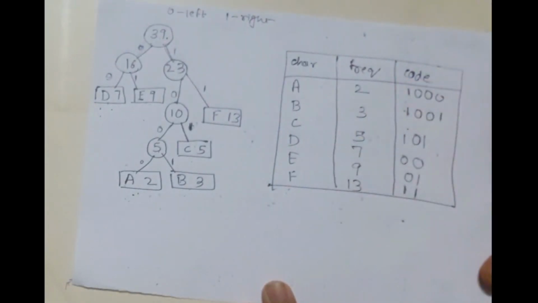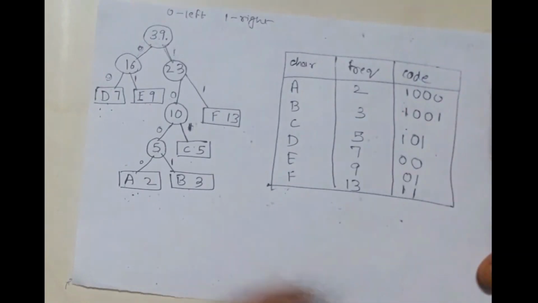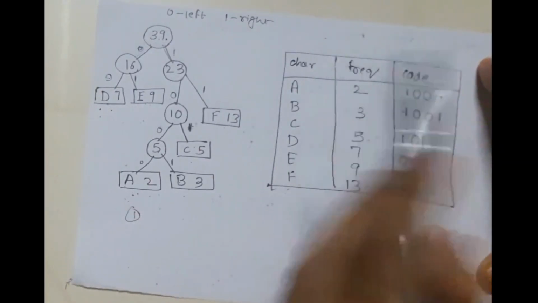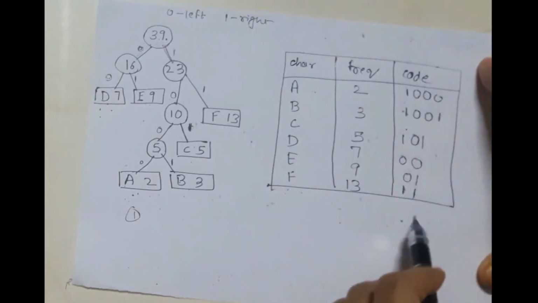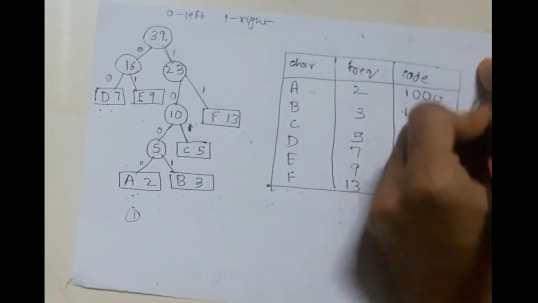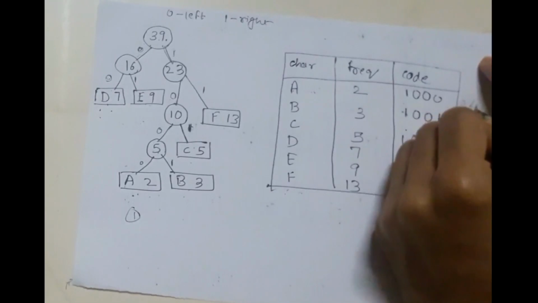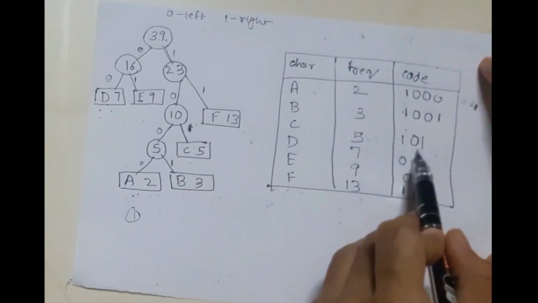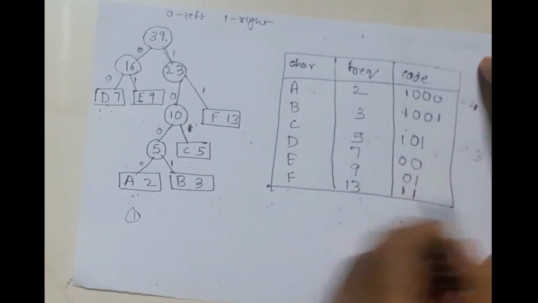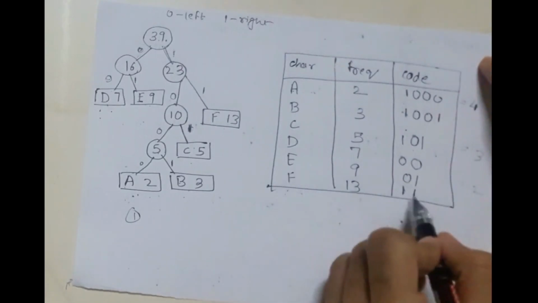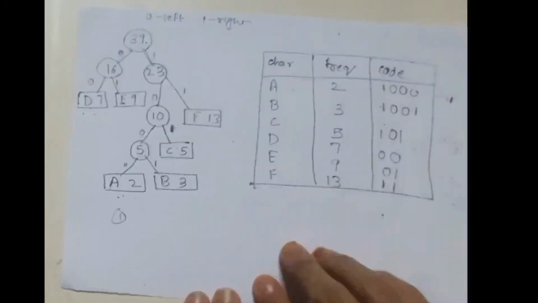Now by looking at this table, we can make two observations. The first observation is that every character has a different code, a variable code. A has code 1 0 0, which has length 4, right? C has code 1 0 1 and its length is 3. E has code 0 1 and its length is 2. F has code 1 1, its length is 2.